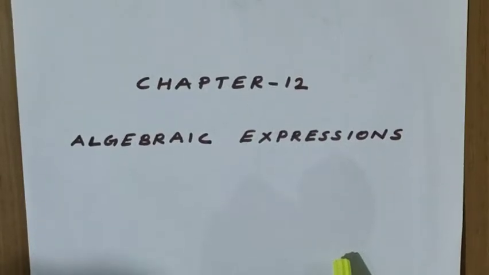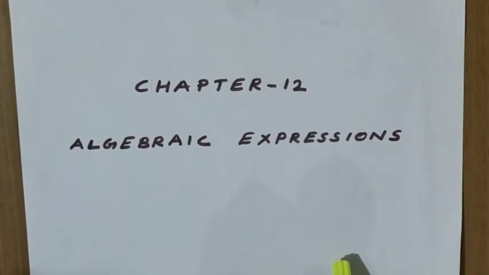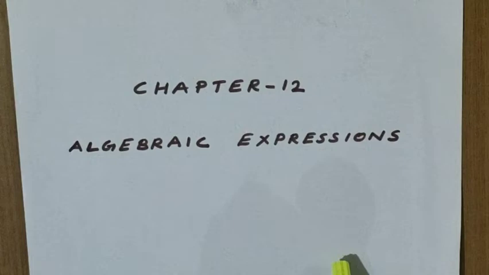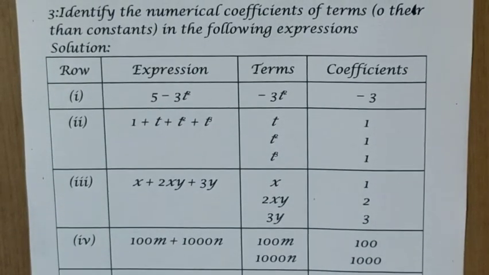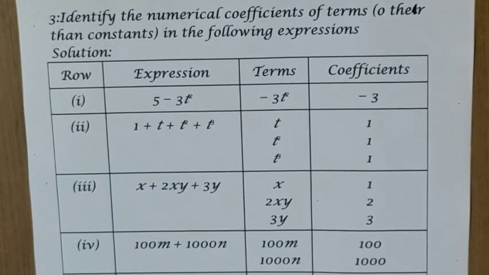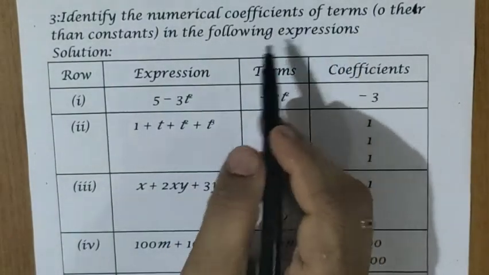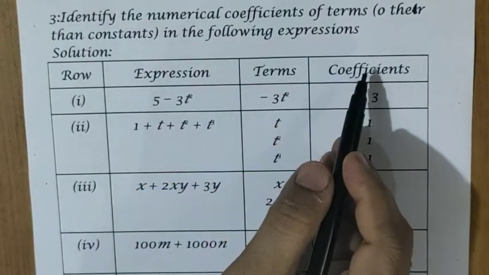Good morning, children. Again, we are continuing the same chapter, chapter 12, algebraic expressions. We are continuing the same exercise, exercise 12.1, from question number 3 onwards. Identify the numerical coefficient of the terms other than constant in the following expressions.